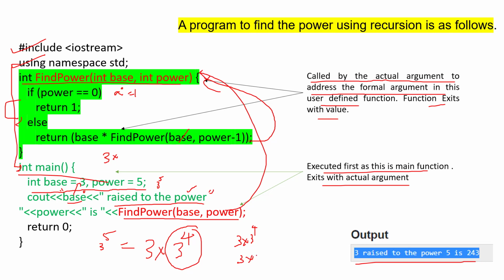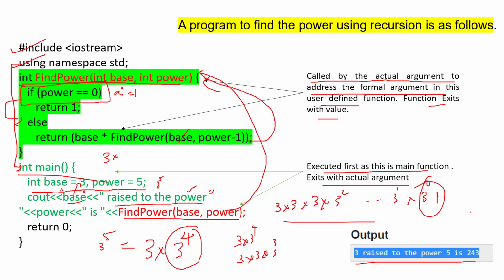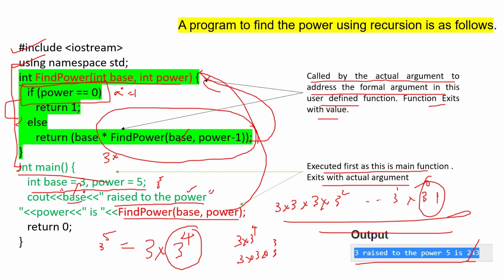Then 3 into 3 into 3 power 3. Sorry for the handwriting. Then again we have 3 into 3 into 3 into 3 power 2. Then 3 power 1 and 3 power 0 will be this case. If power equal to 0, the value will be 1. Okay, so we'll get 3 power 5 as the output value, that is 243. So this is the beauty of the recursive function.